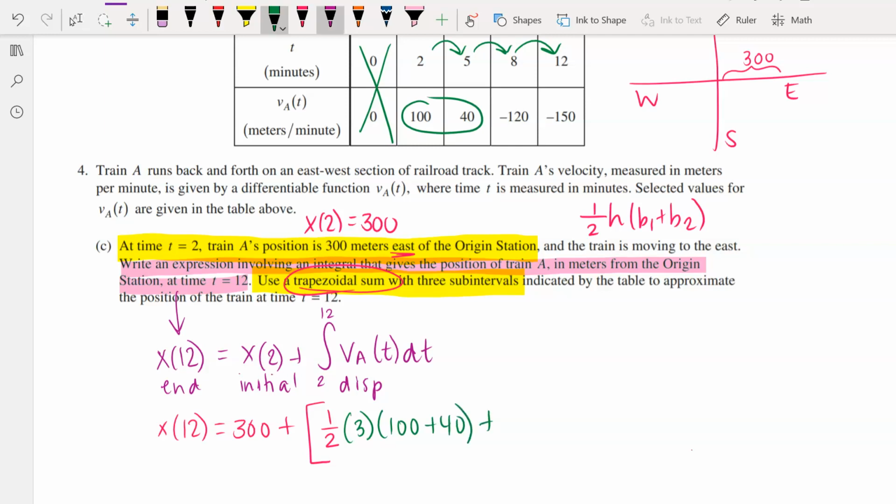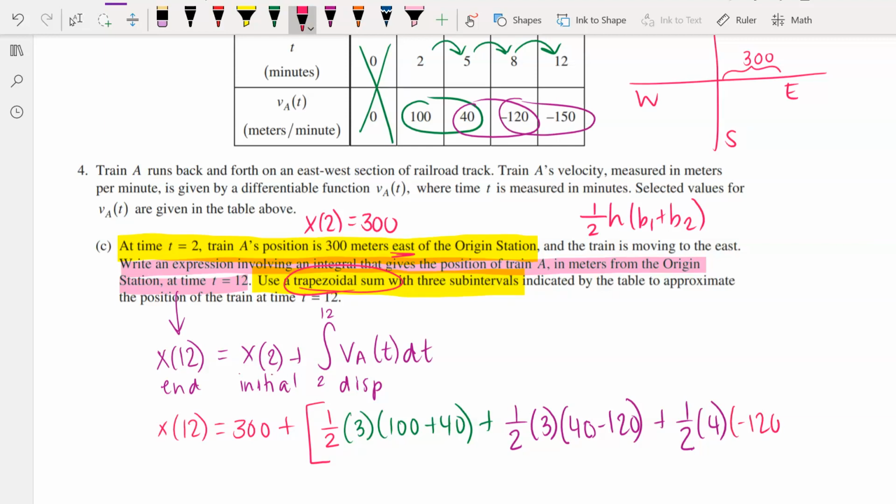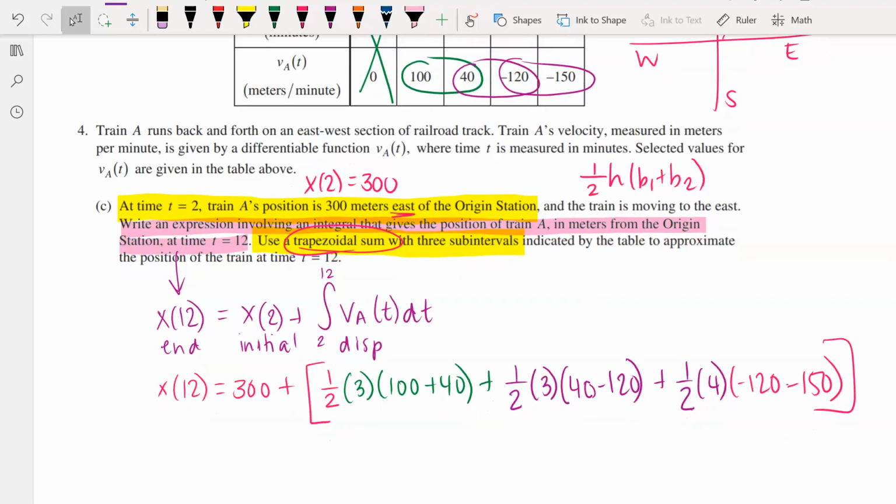140, plus 1/2 my height, which is the change in time from 5 to 8, which is 3, times the sum of my bases, which is 40 plus negative 120, or 40 minus 120, plus 1/2 my change in time from 8 to 12 is 4, times the sum of my bases, which is negative 120 plus 150. And I could simplify this if I wanted.